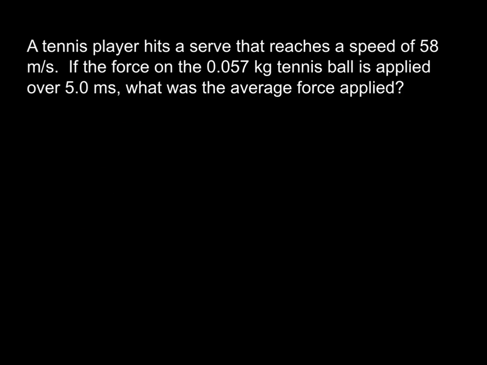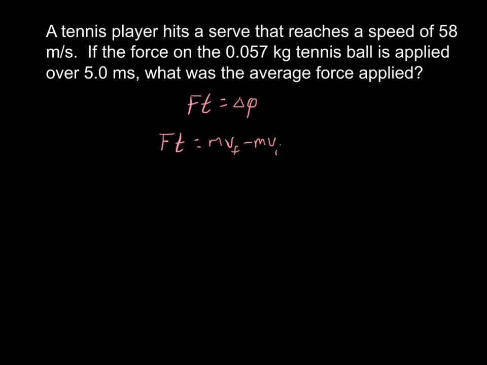So here you have a tennis ball being hit up to a speed of 58 meters per second. We want to know what the force is. We have the mass, and we have the time. So we can use our impulse equation, force times time equals change in momentum. So force times time equals mv final minus mv initial. V final minus v initial would be our change in velocity. Always final minus initial for any kind of change. The initial velocity of the ball is going to be 0 before it's hit. So that goes to 0.